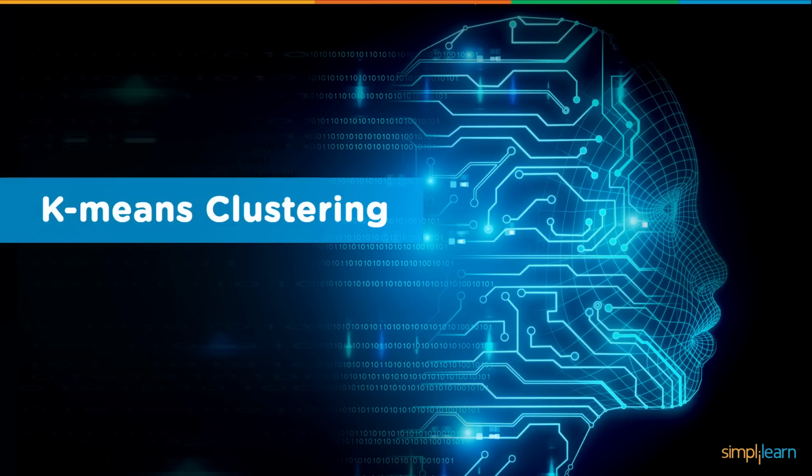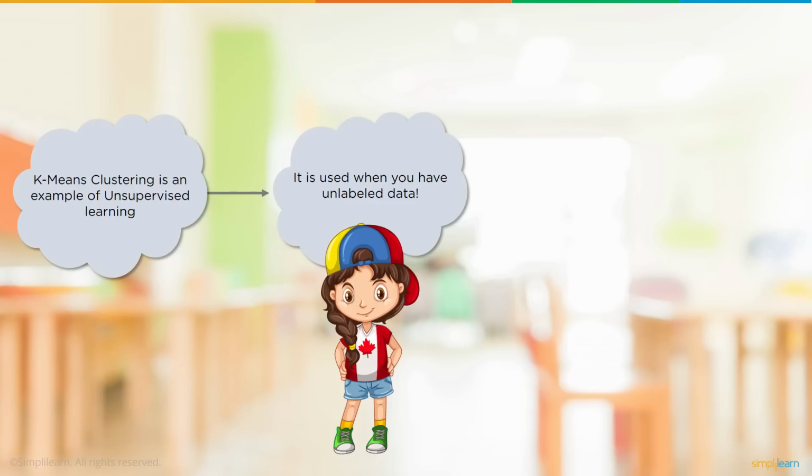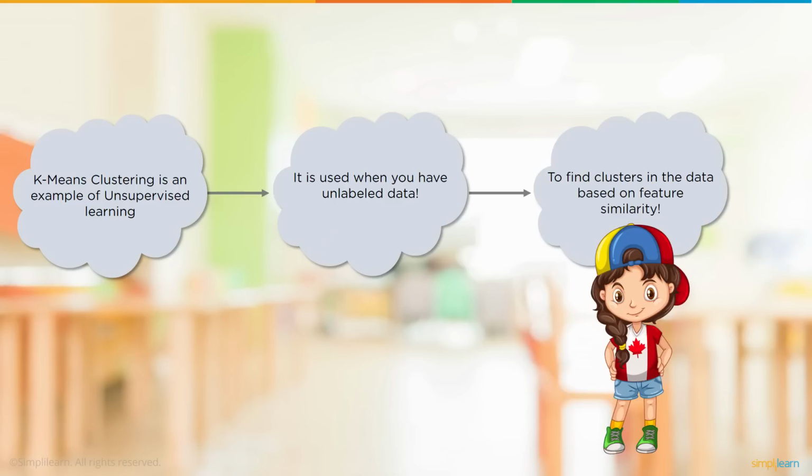We're going to use k-means clustering. K-means clustering is probably the most commonly used clustering tool in the machine learning library. K-means clustering is an example of unsupervised learning. If you remember from our previous tutorial, it is used when you have unlabeled data. So we don't know the answer yet. We have a bunch of data that we want to cluster into different groups. Define clusters in the data based on feature similarity.